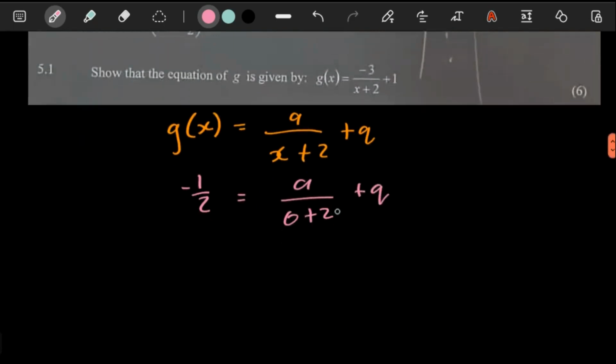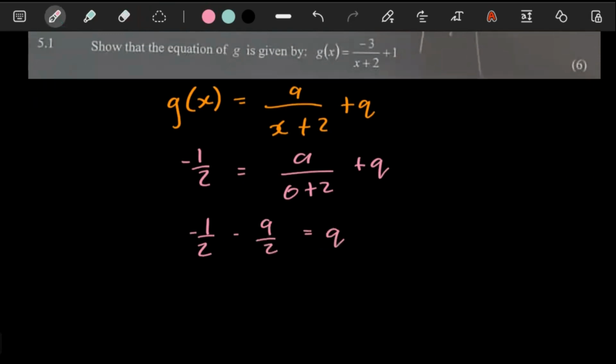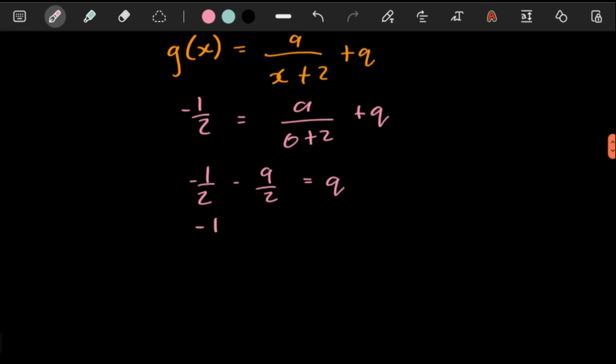So we can isolate q. So this is just -1/2. This is like a over 2. Wait, what am I doing? I need to move this to the left. So we're going to move this to the left. This is like a over 2 equal to q. This you can just write as -1 minus a, the whole thing over 2. There, so this is one equation, right?